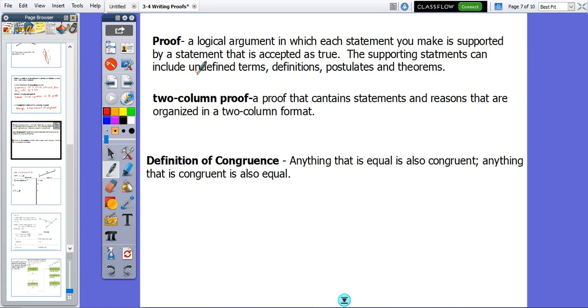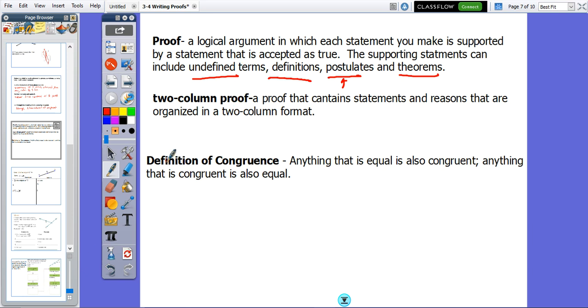Okay, as it says right here, the supportive statement can include undefined terms. So like a triangle, a circle, they're considered undefined terms because you really can't make a true triangle. Definitions that we saw earlier, postulates and theorems. We're really looking at that. In the next couple of sections, we'll talk a lot more about theorems, but right now we're just talking about postulates. Now, two-column proofs is the most popular way to do these, as we'll do two of them here in a bit, but we'll also talk about flow proof here soon as well.